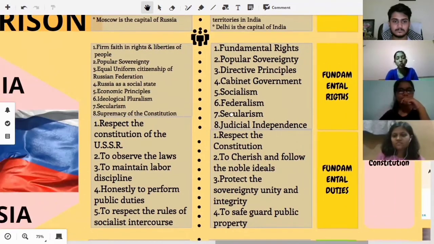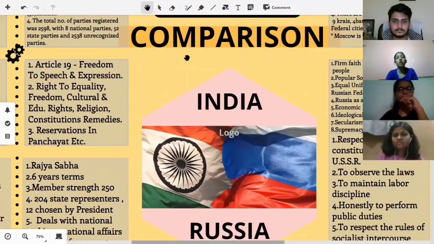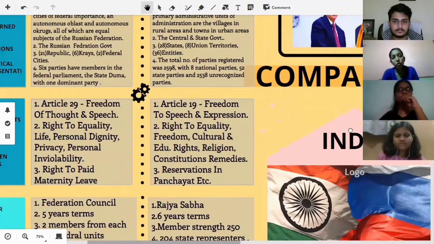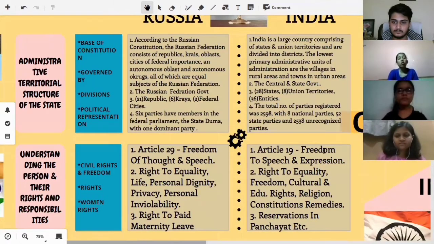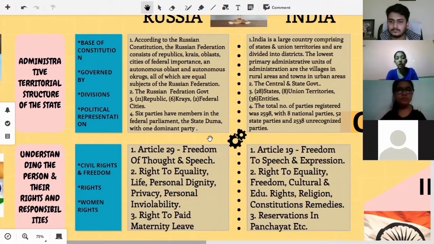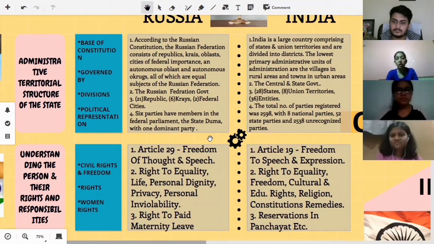So, first, I'm going to tell you about the administrative territorial structure of the state. According to the Russian constitution, the Russian Federation consists of the republics, krays, oblasts, and autonomous okrugs, all of which are equal subjects of the Russian Federation. India is a large country comprising states and union territories, which are divided into districts. The lowest primary administrative unit of the administration are the villages in the rural areas and the towns in the urban areas.